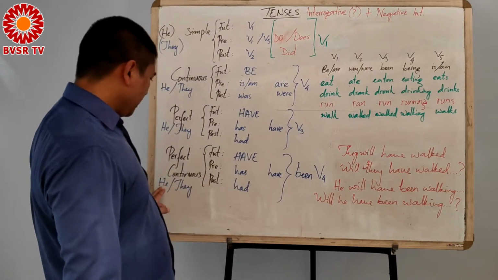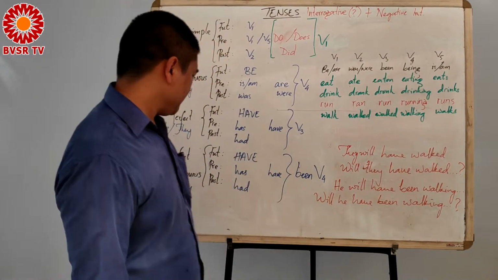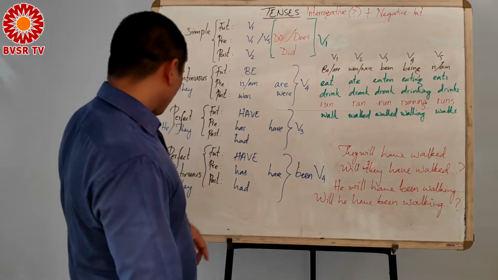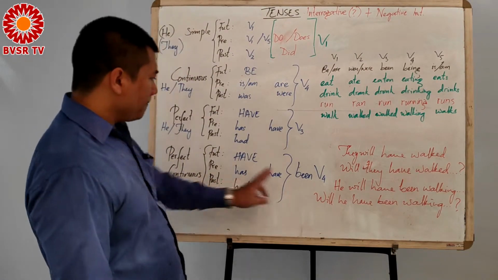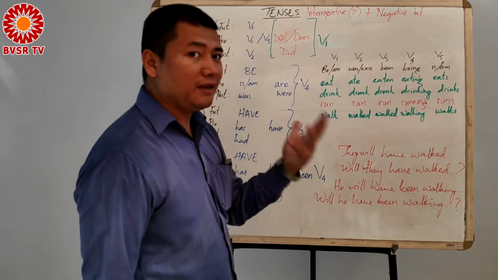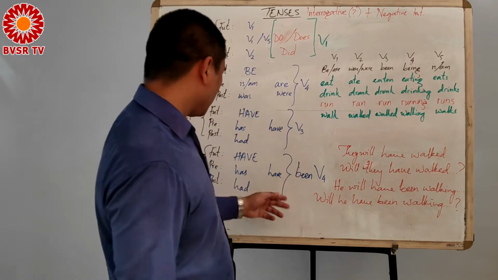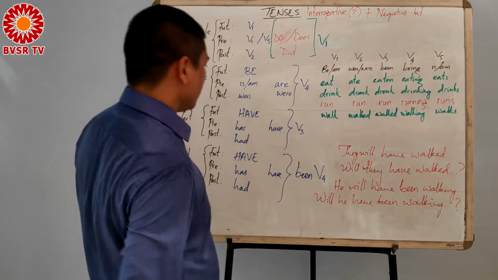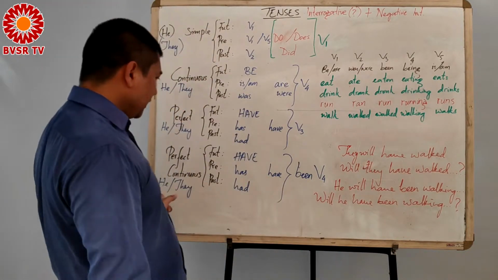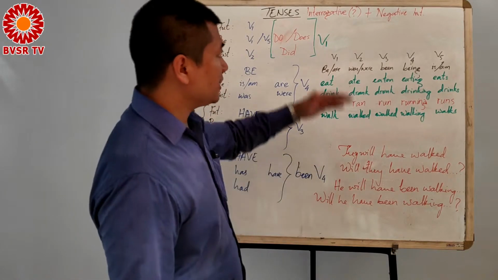And the past will be, he had been walking. Interrogative, had he been walking? The negative interrogative will be, had he not been walking? That is the negative interrogative.